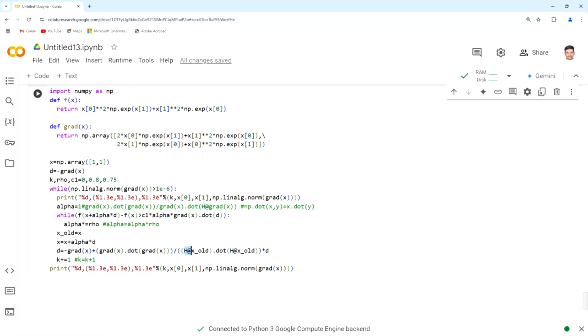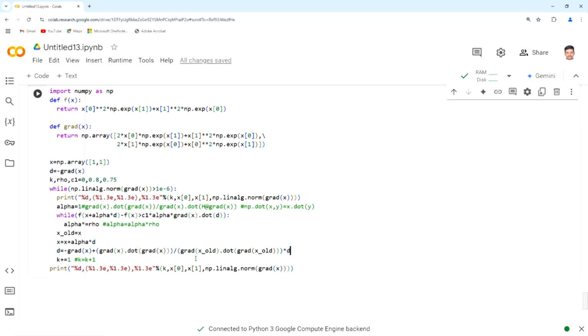So, here I can write grad of x old dot grad of x old into D. So, I have just written g k plus 1 transpose g k plus 1 by g k transpose g k, nothing great. Okay.